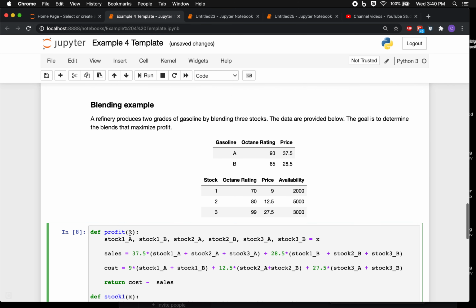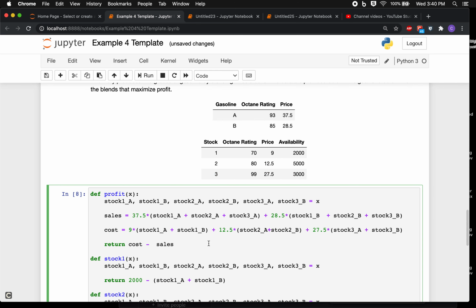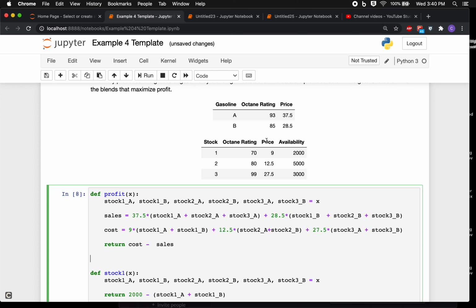So the last constraint is that we have an octane rating. And this is going to be similar to what we did with protein and fiber, right? So we've got to have a minimum octane rating.